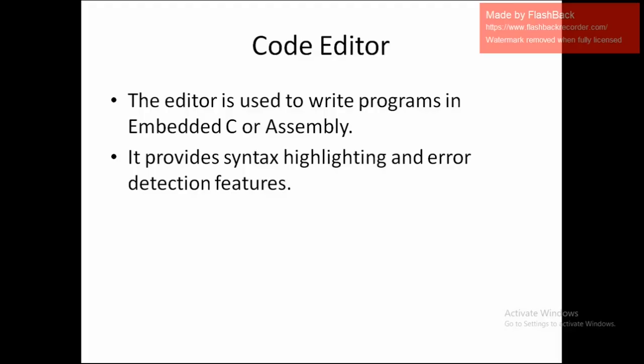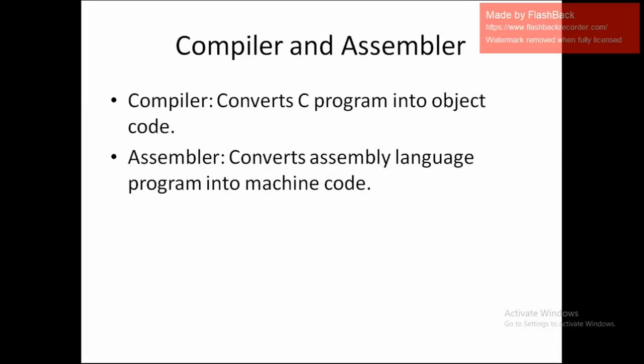This editor is used to write the programs in embedded C or assembly language. So then after writing the program, you can use the compiler and assembler available inside the Keil software. So finally you can generate the machine code from the Keil software itself. So that final machine code can be downloaded into the kit.